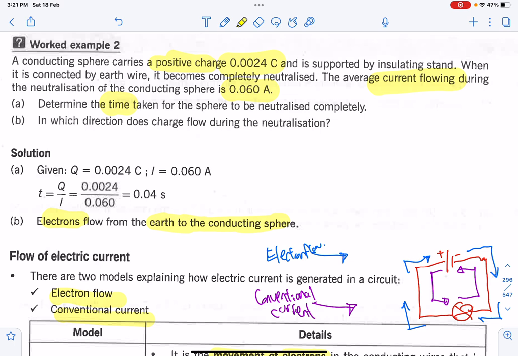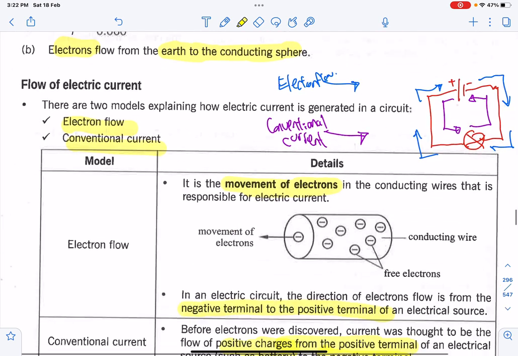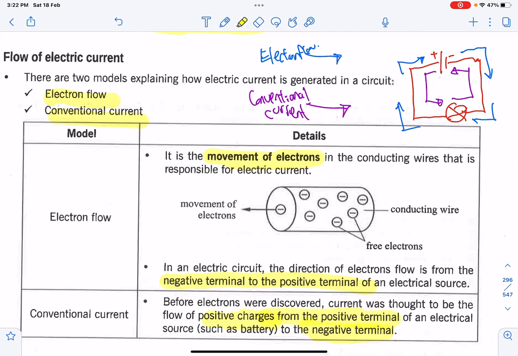And then in which direction does charge flow during the neutralization? Generally, this is in the chapter of static electricity, where the electrons will flow from the earth wire to the conducting sphere. So that's where electrons are being moved. Next, let's look at the flow of electrical circuit.